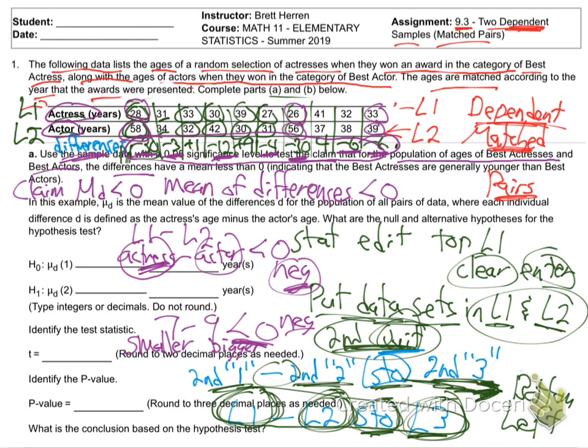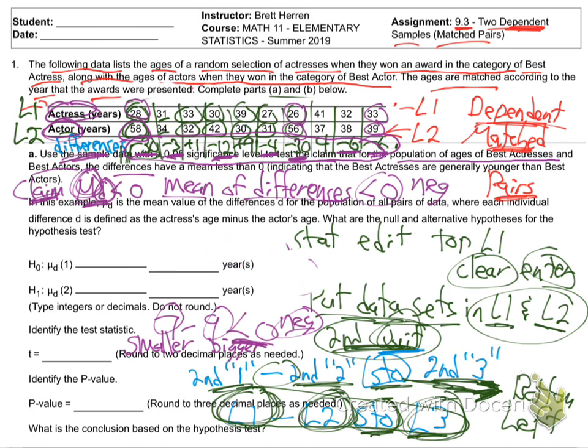So the claim is that mu sub d, that's a new symbol. The mu is always the average, right? That's the Greek m for mean. The mean of the differences, that's why there's a subscript of d down there, the mean of the differences is less than 0, meaning negative. We're claiming that the average difference is negative, meaning that the actress, on average, is younger than the actor. So when you subtract them, the first number is small, you get a negative. That's what's being claimed. Okay, so how do we write that?